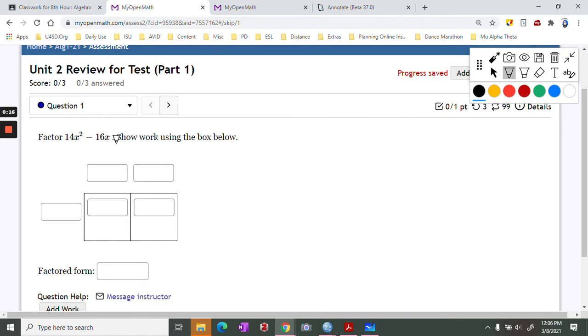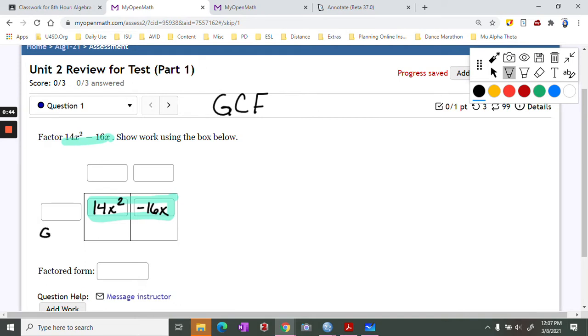Okay, so the first thing I want to do is a GCF problem, our greatest common factor. So what I'm going to do is put my original problem here in the box. That goes inside. Okay, so my 14x squared minus 16x goes inside my area model.